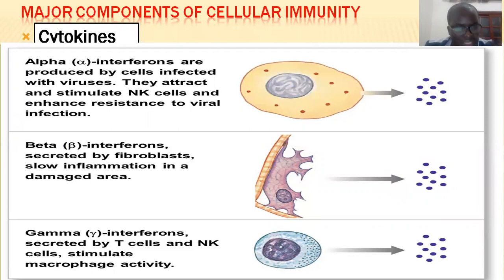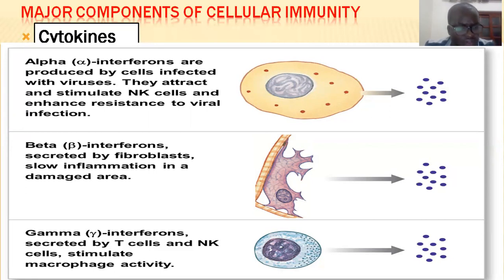So you have the beta interferons that are secreted by fibroblasts, which slow inflammation in damaged areas. If you have damaged cells, they can produce beta interferons. So these interferons are also involved in inflammation. So when you have damage, you know that there will be inflammation. Why? It's because you have the beta interferons, and these beta interferons are inflammatory mediators.